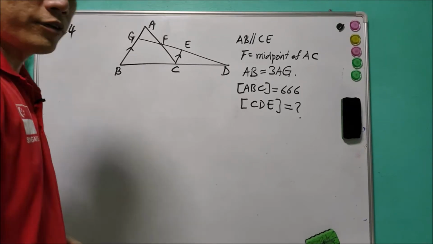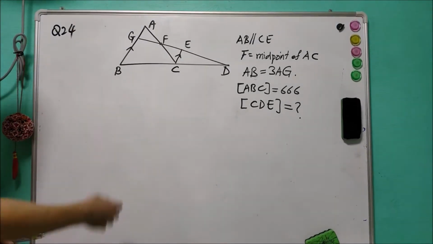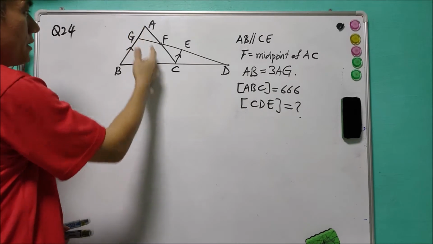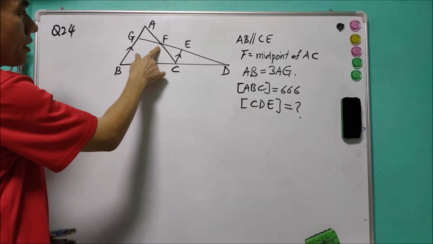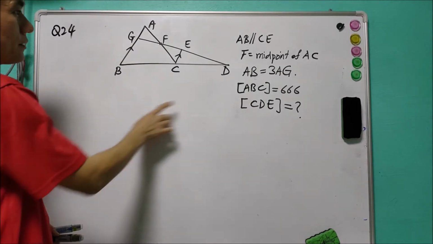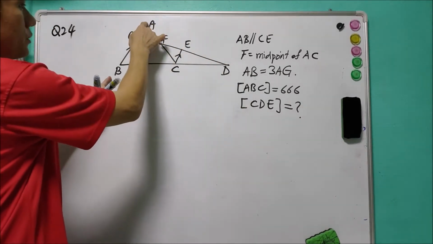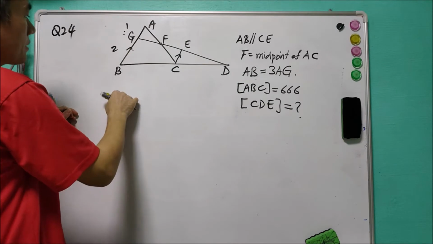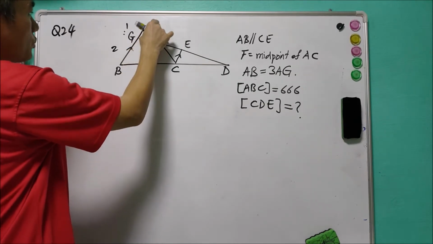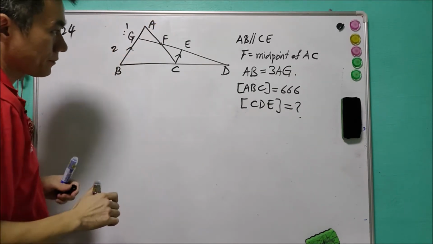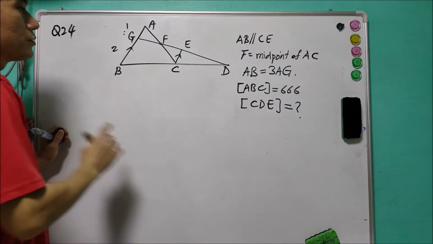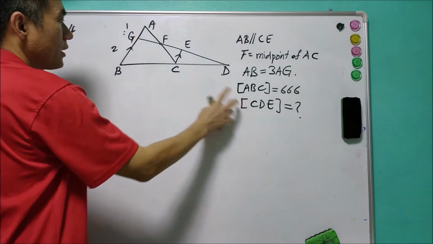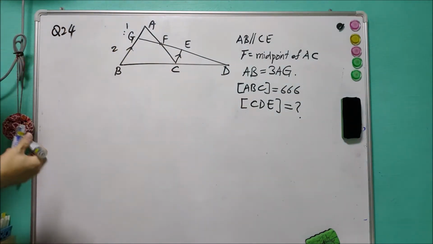So this is question 24, a geometry question. From this diagram, AB is parallel to CE, and F is a midpoint of AC. Given that AB is equal to 3AG, it means that BG to GA is 2 to 1. The area of triangle ABC is equal to 666. We are asked to find what is the area of triangle CDE.